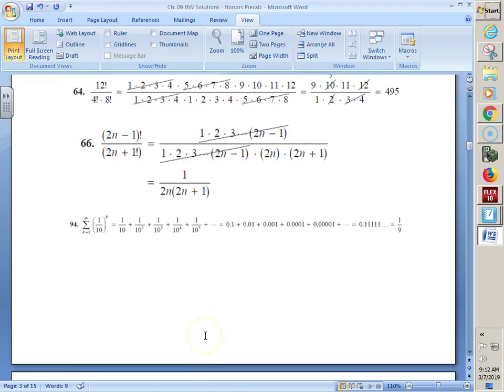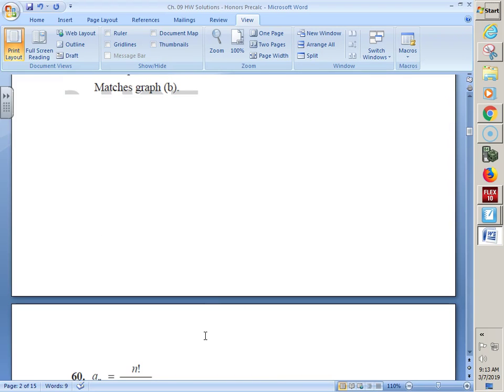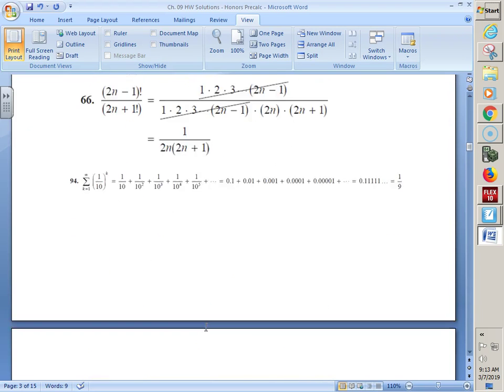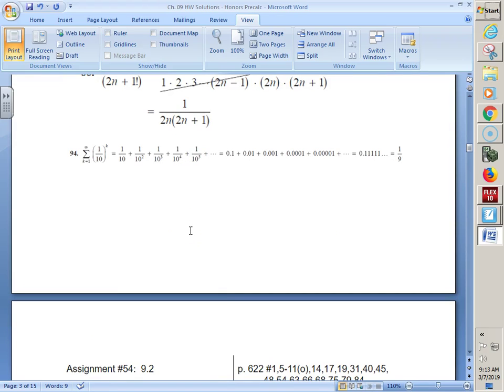And then number 94. Number 94 was a fun one. It was a repeating decimal. Sorry. 1/10 plus 1/100 plus 1/1,000 plus 1/10,000 was the same thing as 0.1, 0.01, 0.001. It ends up being 0.111..., which is 1/9. An infinite sum encapsulated or held within a finite fraction.